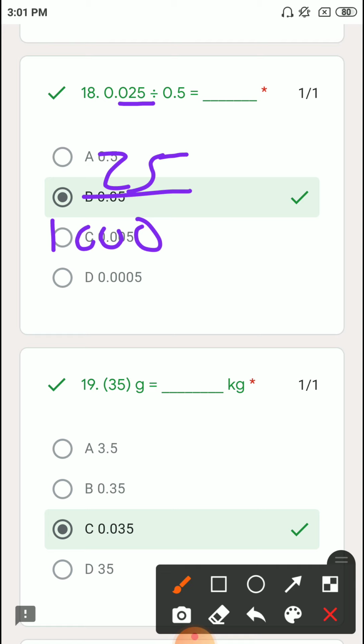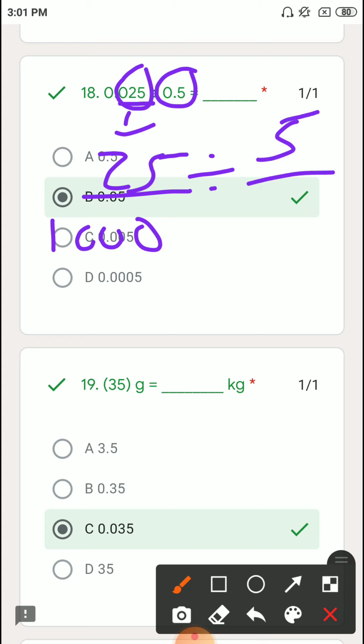We need to convert this decimal number into a fraction, so remove the decimal point, so 0025, that means 25, divided by 1000, since after the decimal point 3 digits are there, so in the denominator we need to put three 0s and before that 1. Now divide by 0.5. Here also remove the decimal point, so 05, that means 5 only, and after the decimal point only one digit is there, so in the denominator we need to put 10.